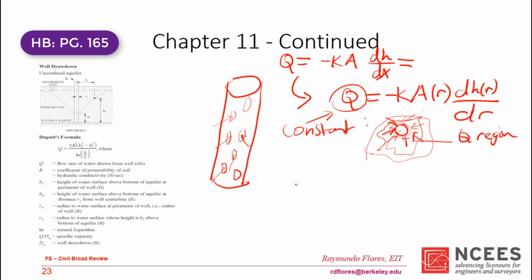Then if we want to solve it, we can rearrange the equation so that Q times dr divided by A of R. You should know that A of R, because the whole thing, now I should draw it out. Because the whole thing is being affected, because it's not confined, water is going through it entirely.